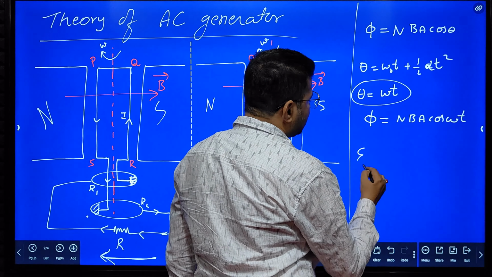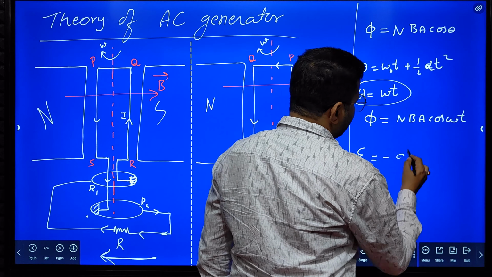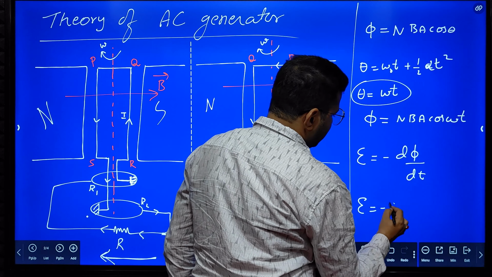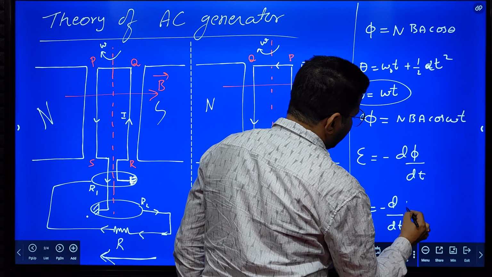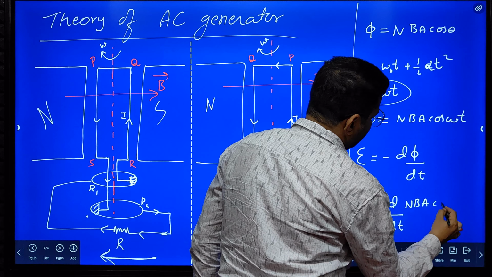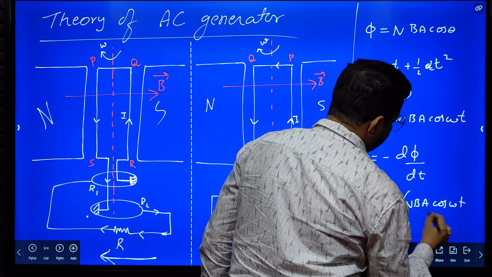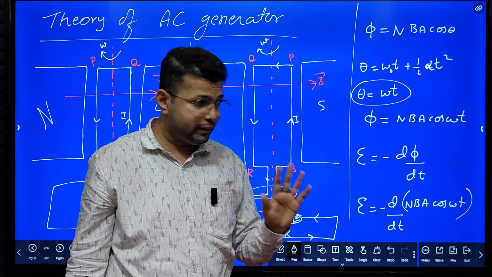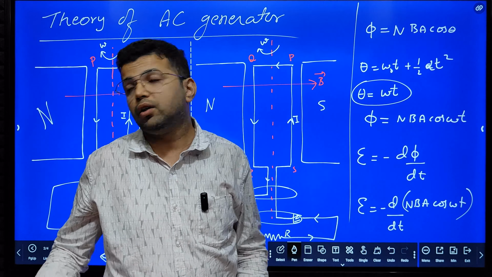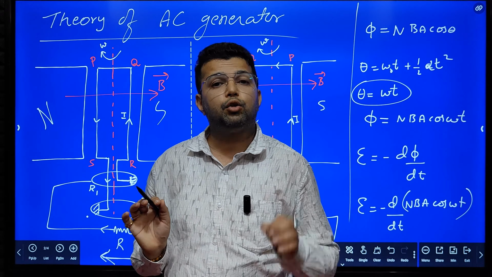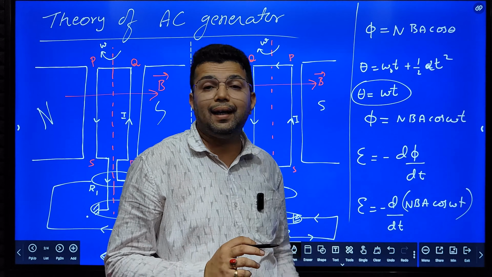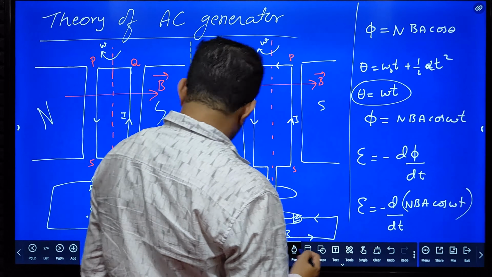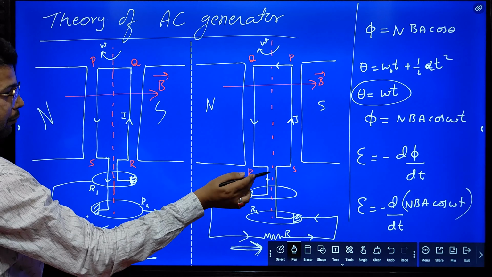Now according to Faraday's laws of electromagnetic induction, E is equal to minus d phi by dt. Now what happens? E equals minus d by dt of what is phi? Phi is NBA cos omega t. Now what is N? N means number of turns in the coil, that is a constant. B means magnetic field. So we have used field magnets to produce uniform magnetic field. Then A means area of cross section of the coil, that is also constant. So what do? We can take that NBA outside.